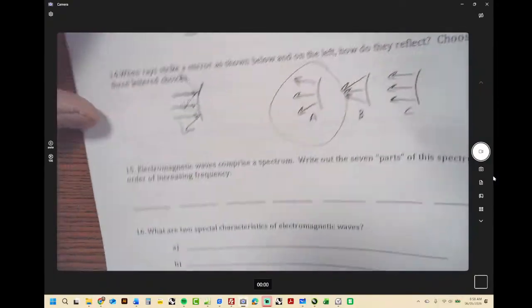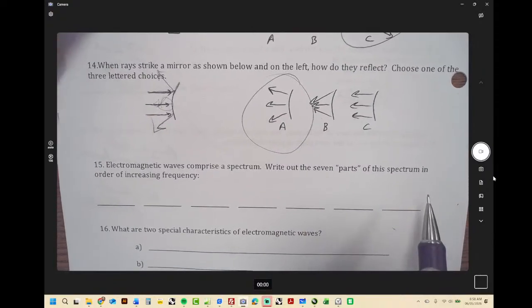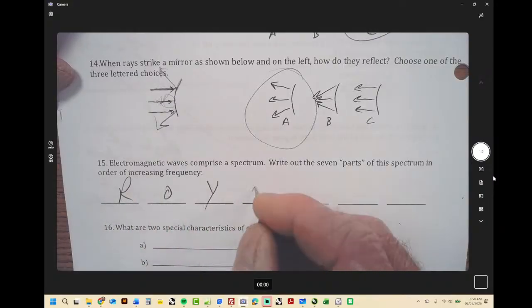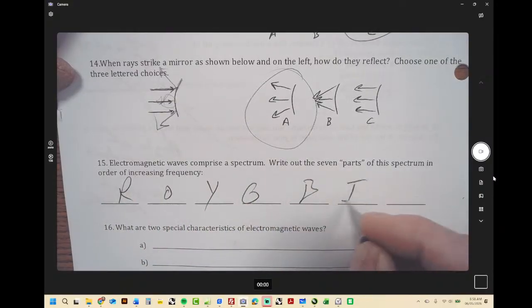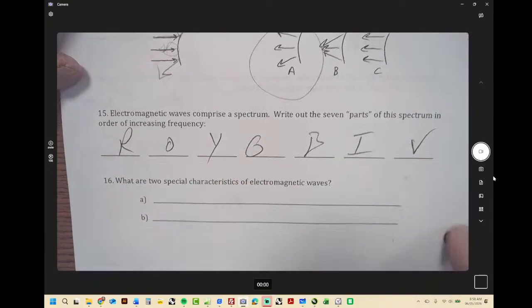All right, the seven parts of the spectrum in order of increasing frequency: Roy G. Biv. And make sure you know the names that go with these: red, orange, yellow, green, blue, indigo, and violet.